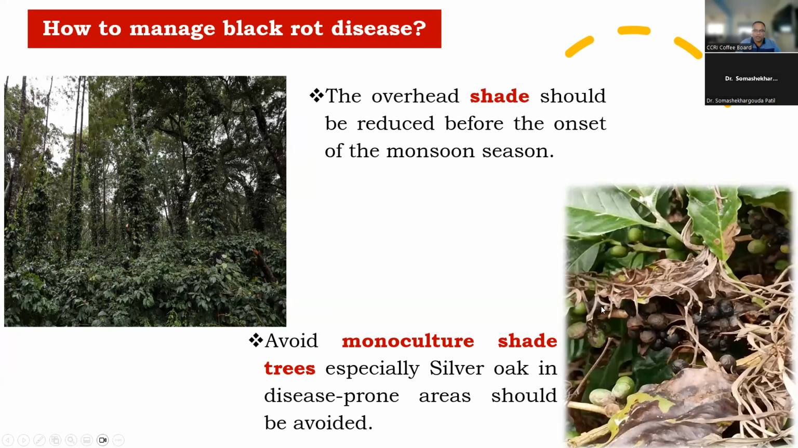So we should take care. We should go for not only a monoculture of silver oak, but all types of shade trees, especially all jungle trees, to be planted. And we need to remove all the leaf litter, all the leaves which have fallen on the coffee bushes, so that it reduces the microclimate which develops in the bushes, and that avoids disease development.